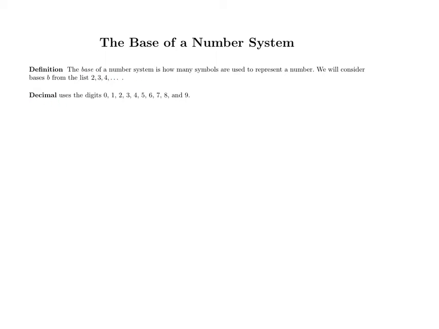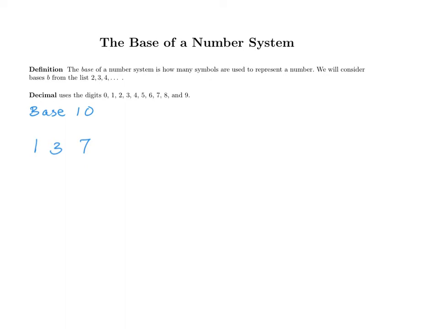So start with decimal, which is also called base 10. Here we have the digits 0 through 9 that we use to represent any given number. So that's a total of 10 symbols. And you can write numbers like 137. And each location of these digits tells you a place value.